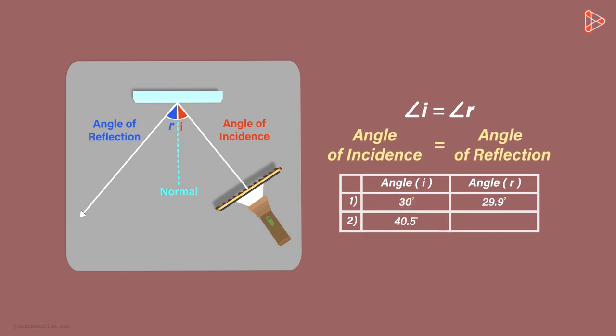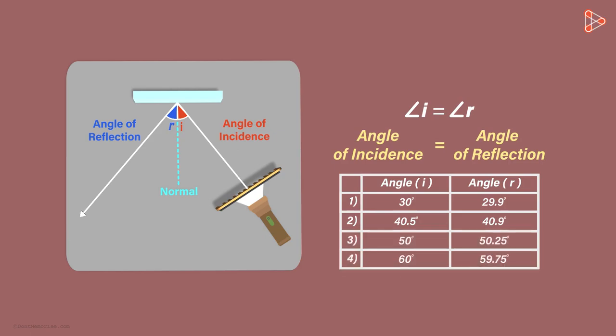So by the first law of reflection of light, the angle of reflection should also be greater. And that is the case indeed. Measure both the angles and again you will find that they are approximately equal. Take two more readings to complete this table.